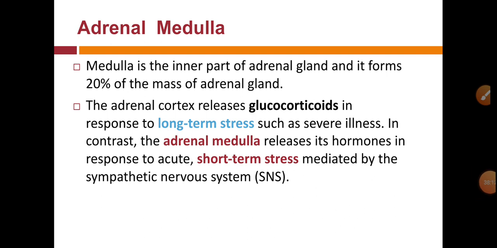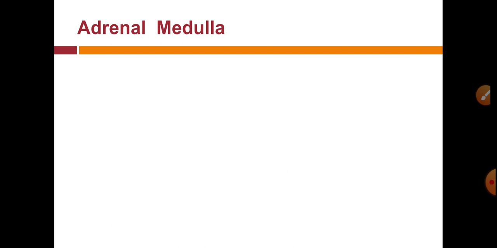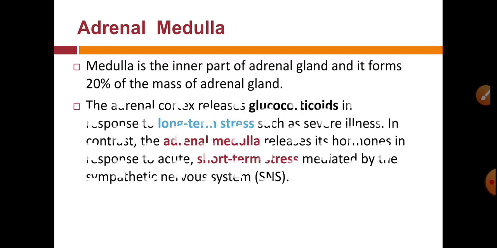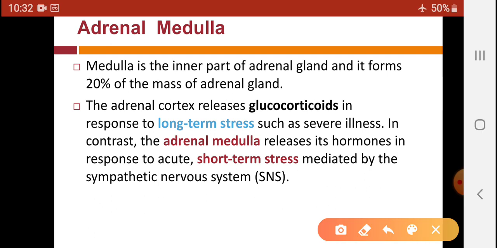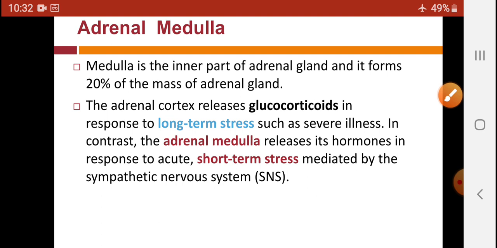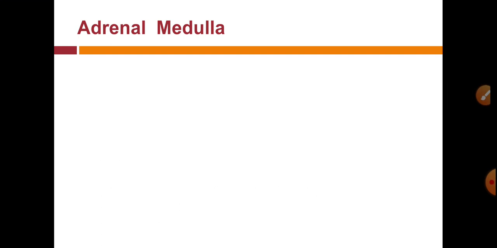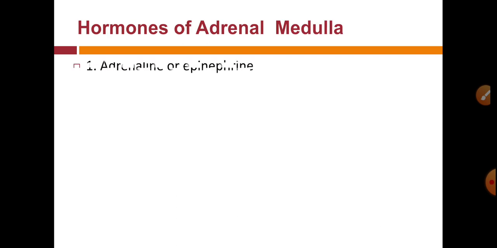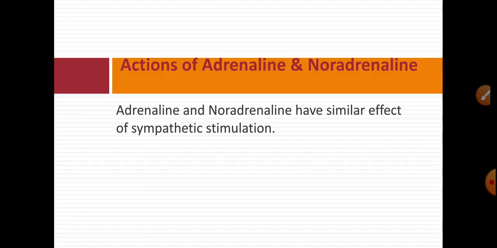So in this slide we have seen the word acute or short term stress. So adrenal medulla hormones are responsible for resisting the short term stress or acute stress. These hormones are responsible for fighting against the acute threat or escaping from the acute threat.